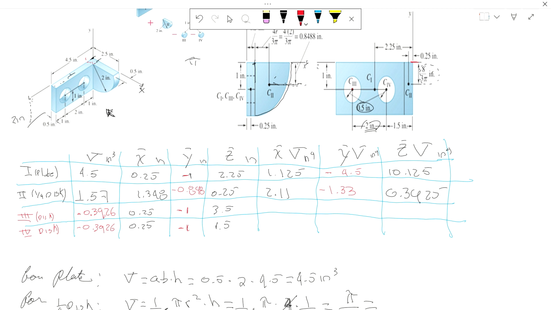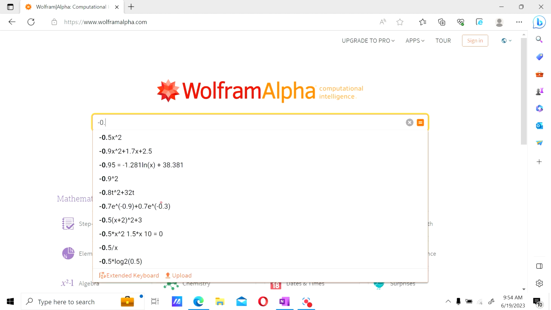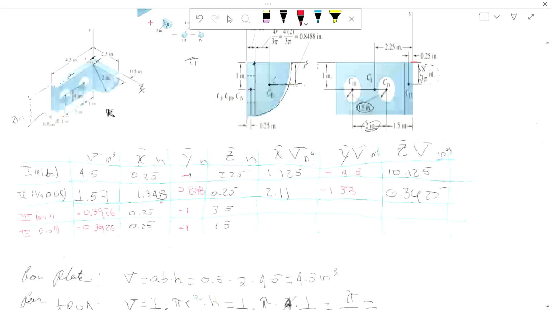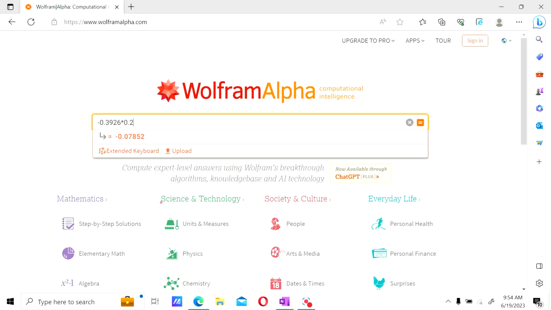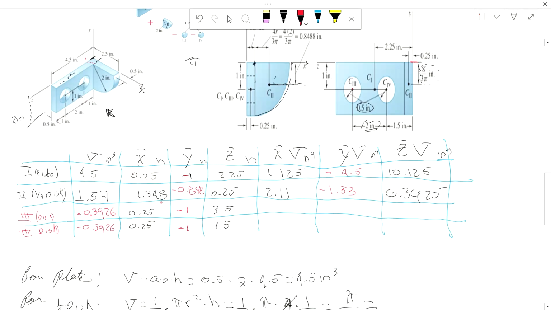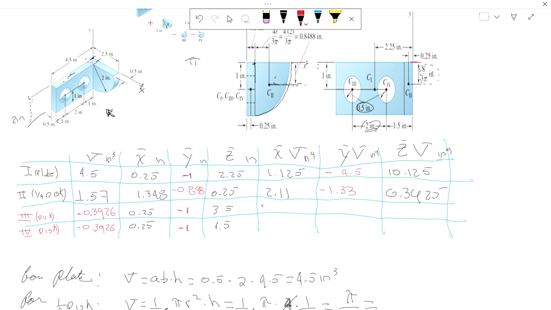Okay, so x for body 3 and body 4, x is negative 0.3926, wait, that's the volume, 0.3926. We're going to subtract, times 0.25. So are we going to be able to remember all that? Let's try. So negative 0.3926 times 0.25. All right, that's on the x, and this is a negative value, and we get negative 0.098.